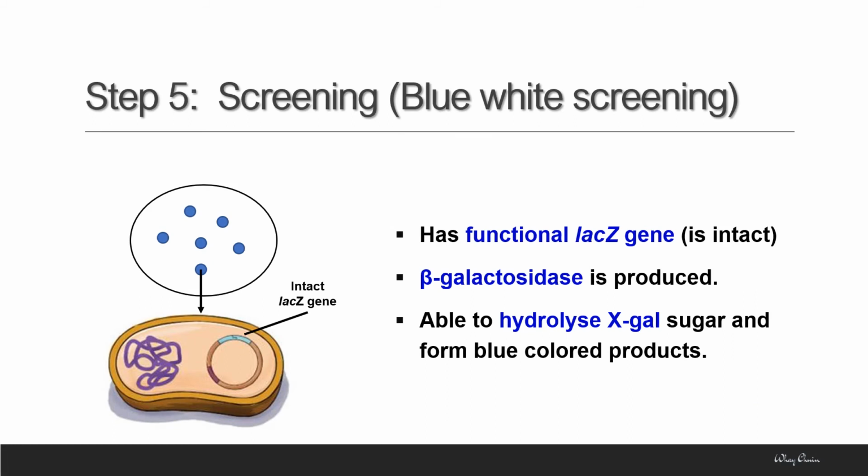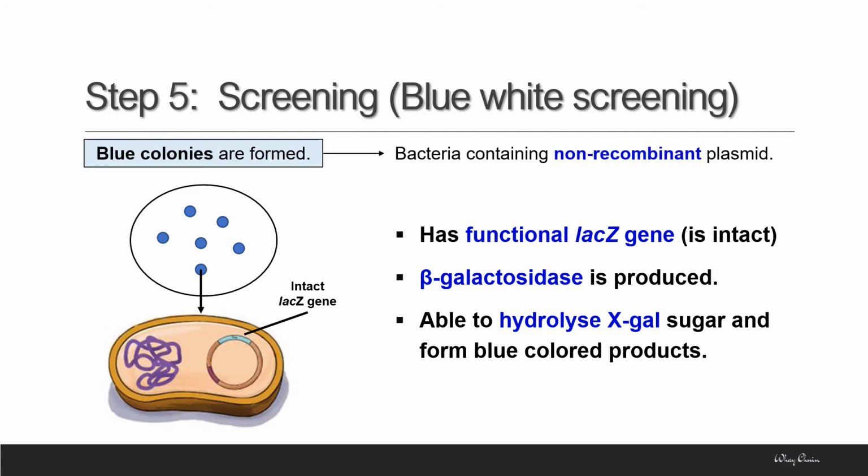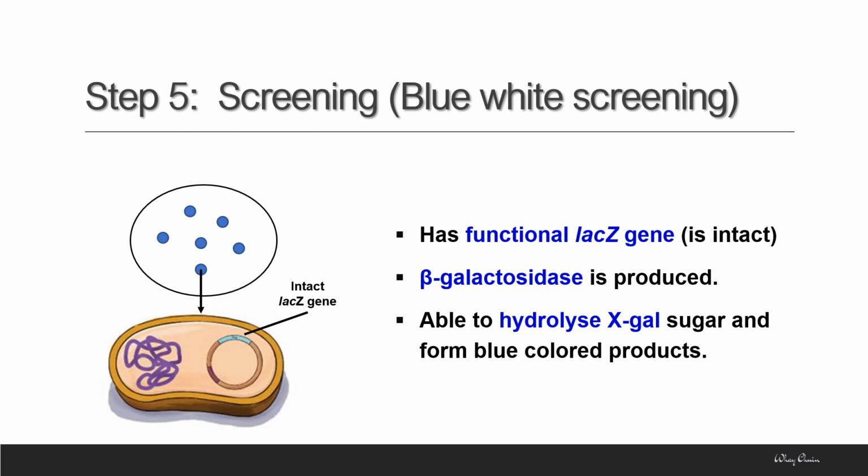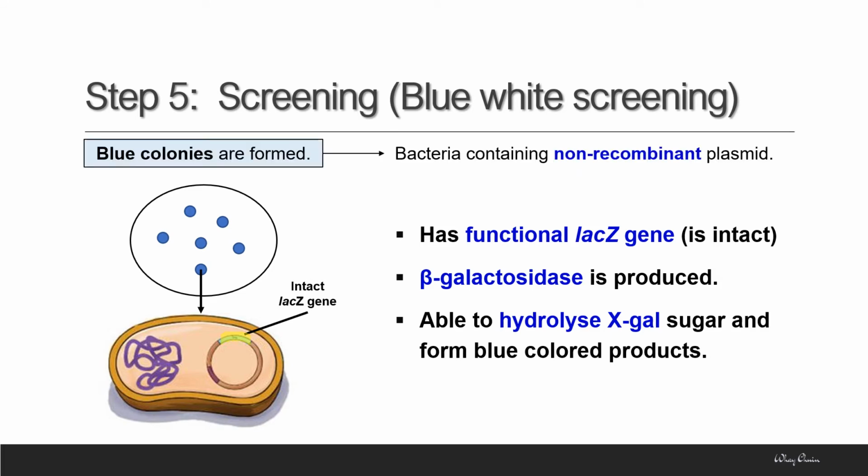I would like to start with blue colonies, which contain the bacterial cells carrying non-recombinant plasmid, or we say the plasmid still in original form. So, if we look at this plasmid which is in the original form, that means the Z gene is still intact. Maksudnya masih sama, tidak ada insertion yang lain.